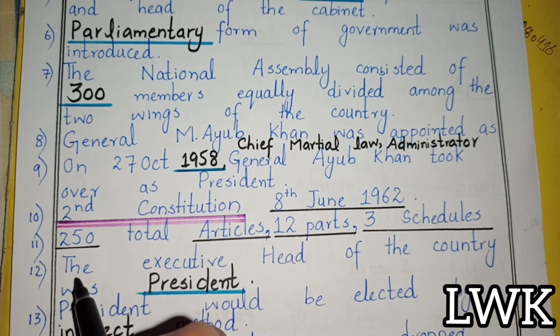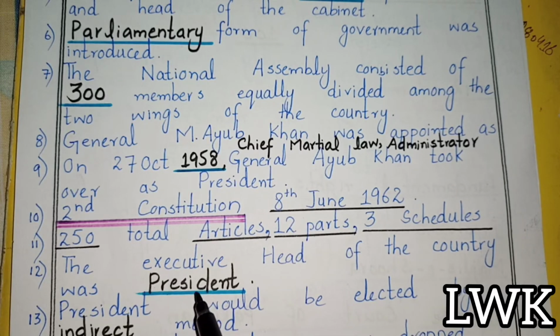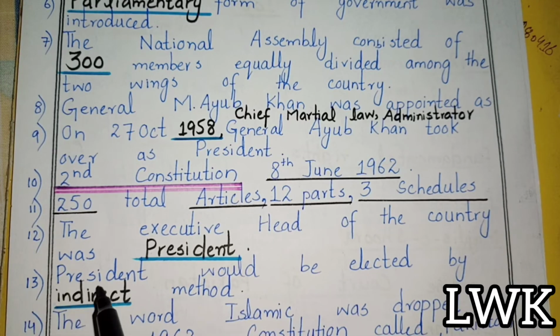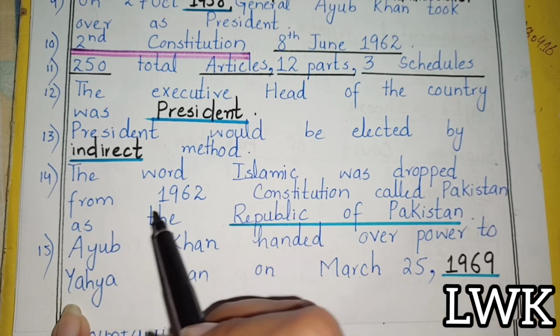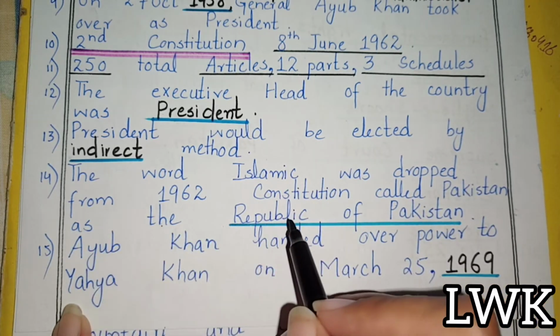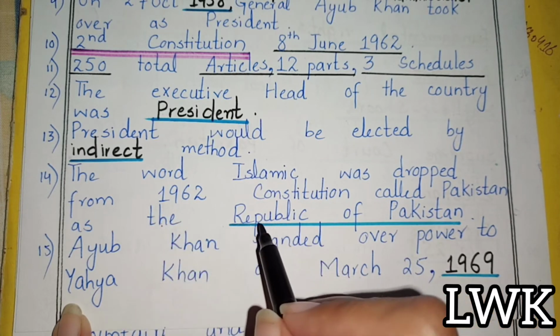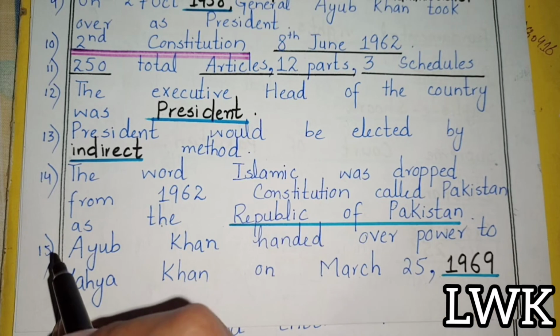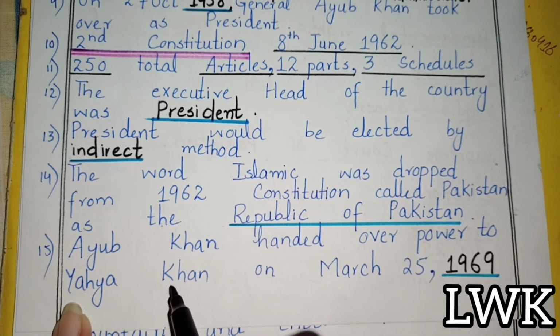Question number 12, the executive head of the country was the president. Question number 13, the President would be elected by indirect method. Question number 14, the word Islamic was dropped from the 1962 Constitution, which called Pakistan the Republic of Pakistan. In 1962, Pakistan was called the Republic of Pakistan. Question number 15, Ayub Khan handed over power to Yahya Khan.